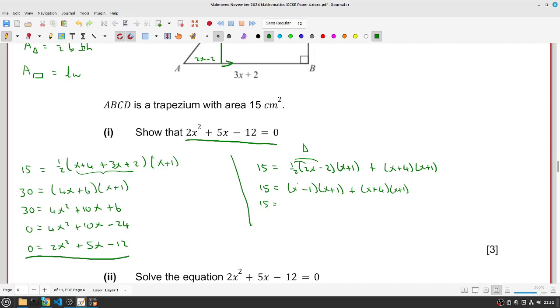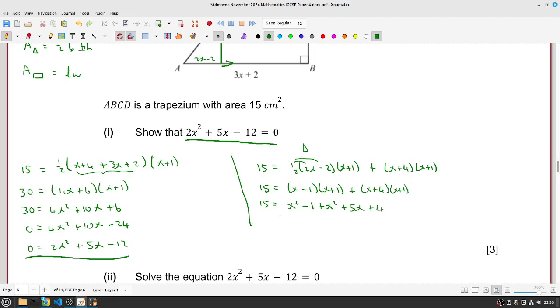Okay, so x times x is x squared. x times 1 is 1x. Negative 1 times x is negative x, so they cancel out. And then negative 1 times 1 is negative 1. Then multiply these out. x times x is x squared, and then x times 1 is 1x. 4 times x is 4x. 1x plus 4x is 5x. And then 4 times 1 is 4.